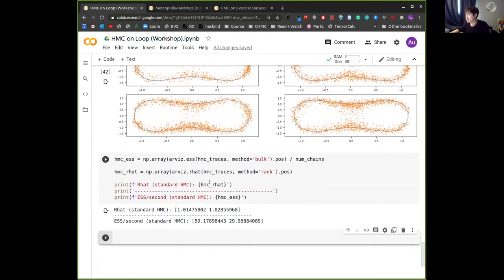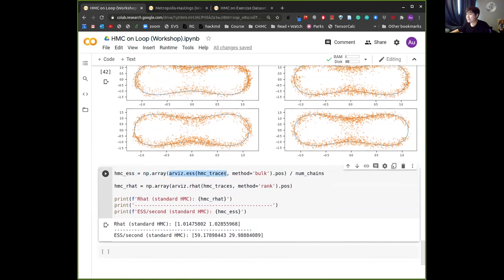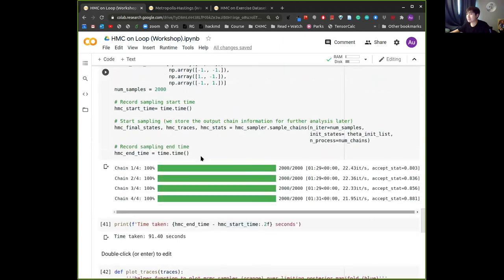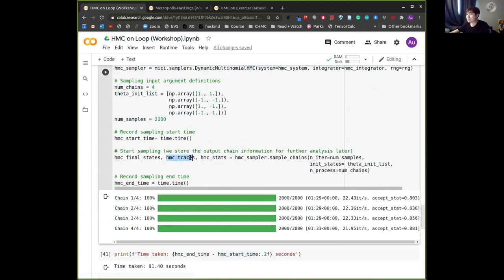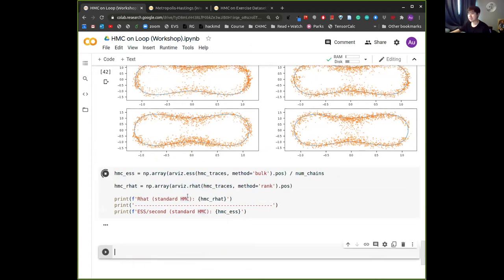And by the way, to use this, we use the RVis library. It's quite straightforward, just RVis, and the trace is just the output of the sampler. When you run the sampler, it outputs the trace, some statistics for you to look at, and some of the state information. So the trace is the trace plot, and we put the trace plot into RVis to get ESS. And then we put the trace plot into RVis.rhat to get R hat, that's it. And the rest is just some formatting things. So this is essentially sampling with HMC on a loop type of posterior structure.